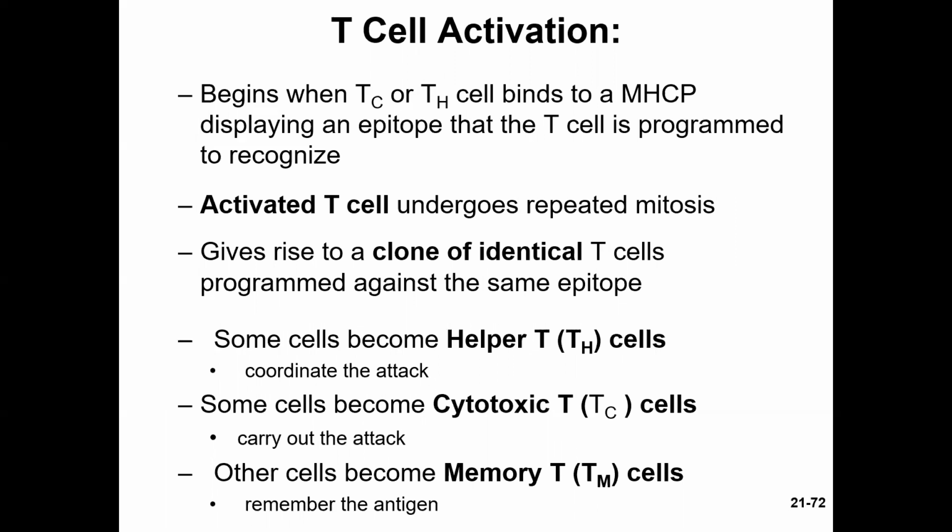T cell activation begins when the TC or TH cell binds to an MHC protein, displaying an epitope that the T cell is programmed to recognize. An activated T cell undergoes repeated mitosis. This gives rise to a clone of identical T cells programmed against the same epitope. Some cells become helper T or TH cells to coordinate the attack. Some cells become cytotoxic T cells to carry out the attack, and other cells become memory T cells to remember the antigen.